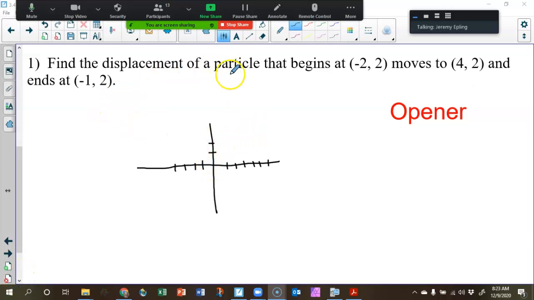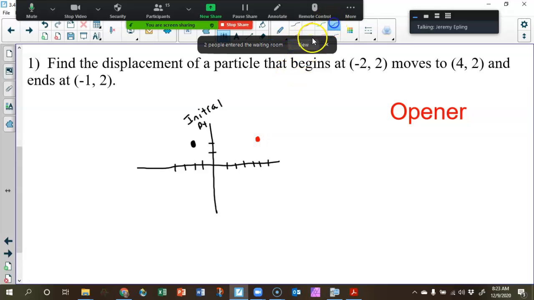All right, so let's look at your opener. We're told we've got this particle and it begins here at (-2, 2). So here is our initial point, where we started. It moves out here to (4, 2), and then it ends up over at (-1, 2). And so over there at (-1, 2) is our terminal point, where we ended.